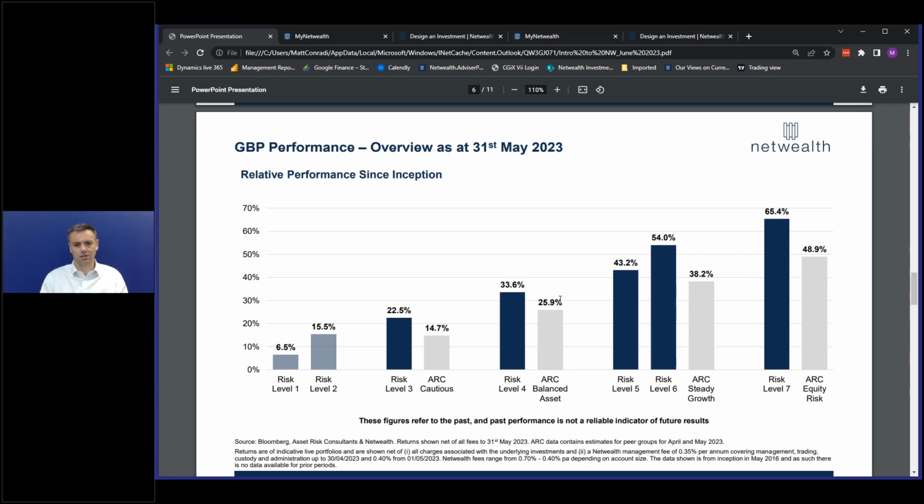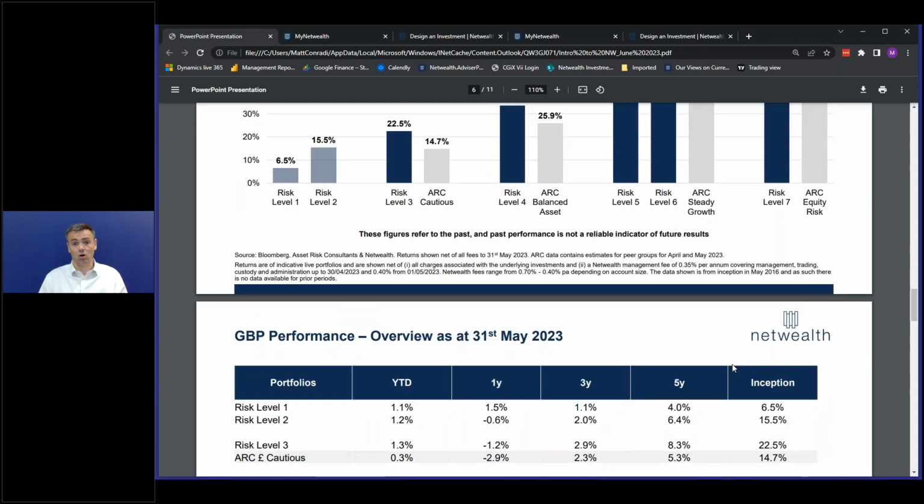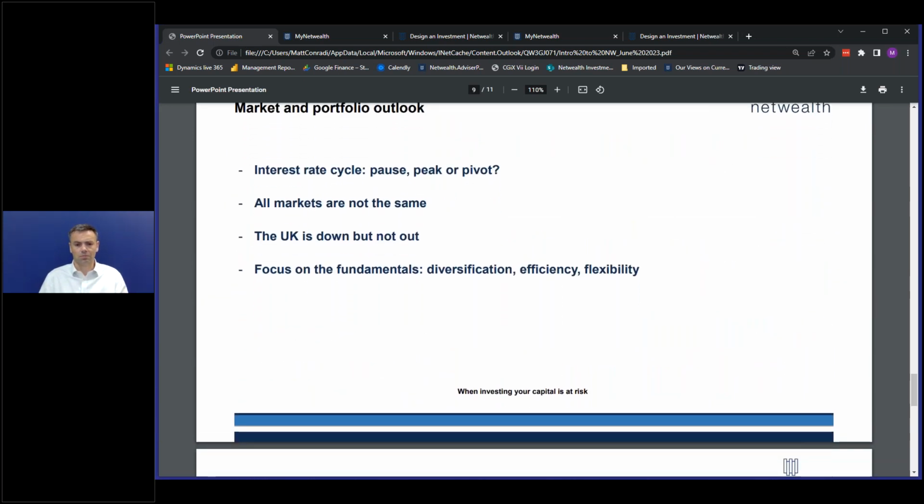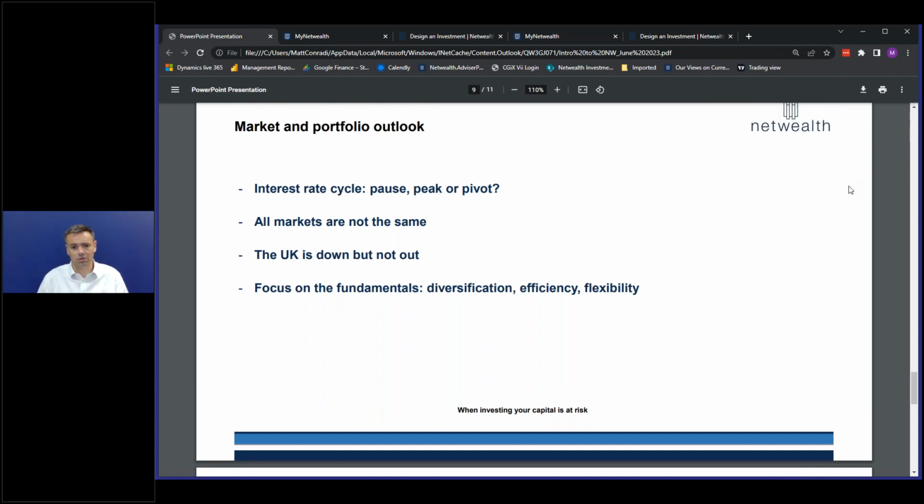Before handing back to Matt, I was just going to give a little bit of an update on what we're thinking about the world at the moment. So here, as Matt said, inflation really is a key focus at the moment for us. So everyone is looking at where we are in the interest rate cycle. And as my colleague Jared Lyons has framed it, you're looking at whether there's going to be a pause, a peak, or a pivot in interest rates.